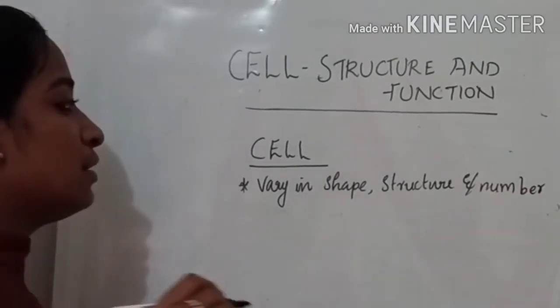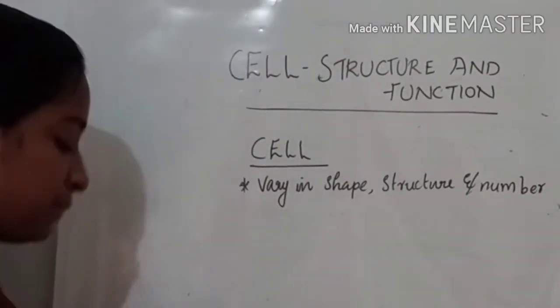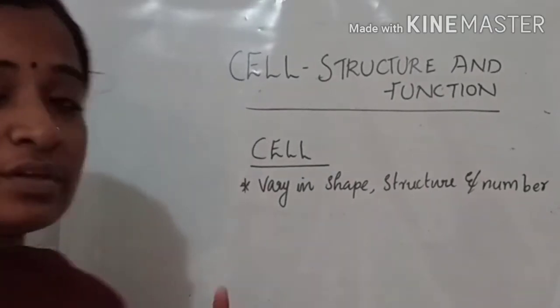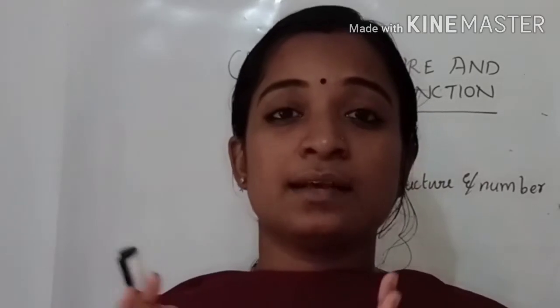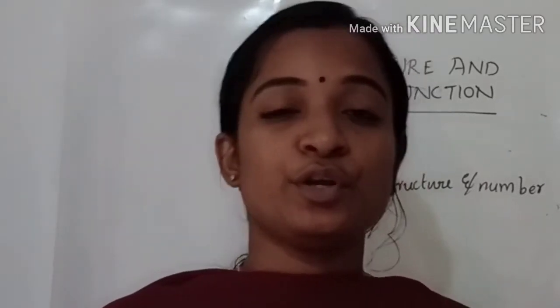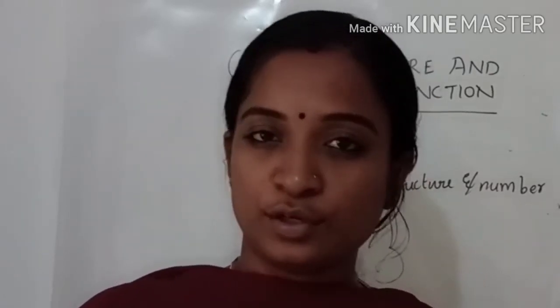Size, shape, structure, and number. Okay, so the cells. What is a cell? Cell is the basic fundamental unit of life. We can say cells are the fundamental unit of life.